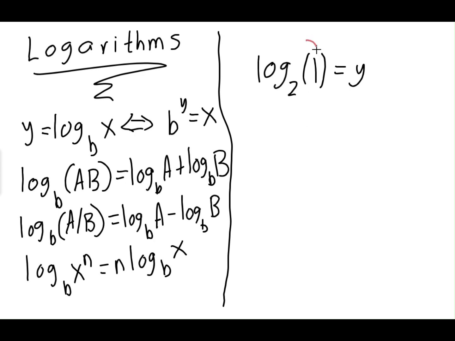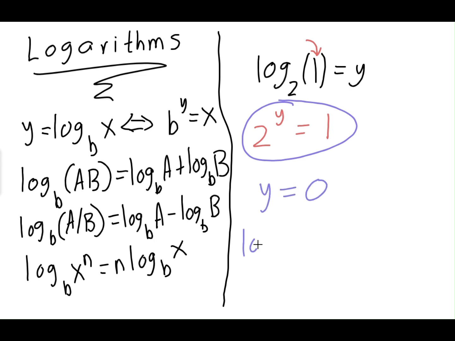I know I said before that anytime you have the variable inside, that's when you want to switch to exponential. But there's exceptions to every rule. And I think you'll see why here. If I convert this, I'm going to have the base to the y power is equal to the stuff inside the log, which is 1. Now, this doesn't directly help us, but it might help us understand what does the log base 2 of 1 mean. 2 to what power is going to give you 1? Well, anything to the 0 power is 1. So it's 0. That means log base 2 of 1 is equal to 0.